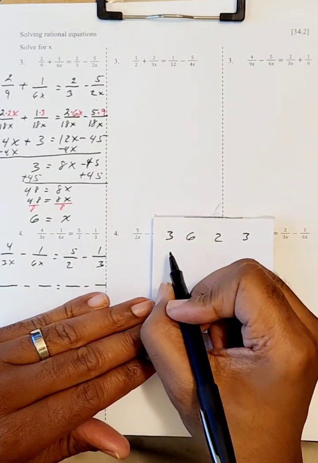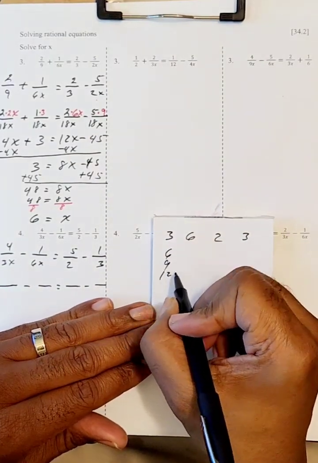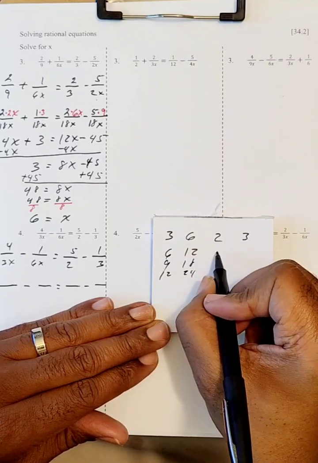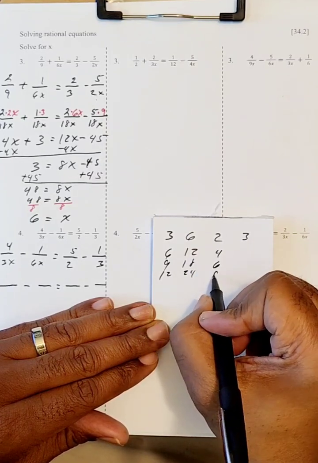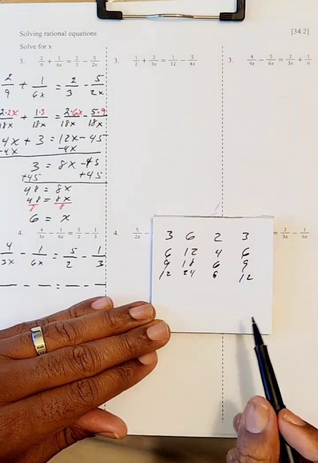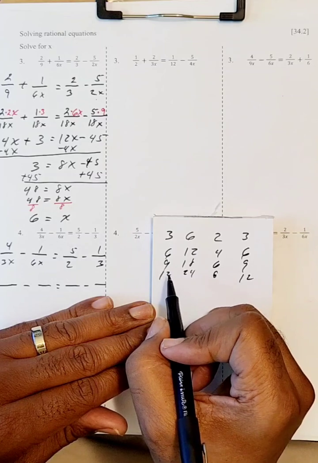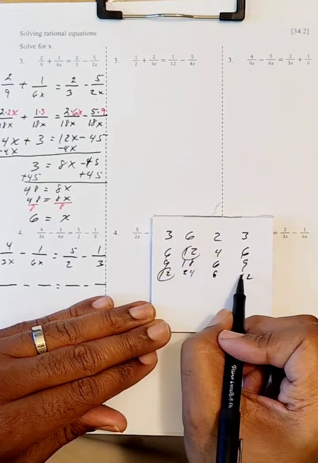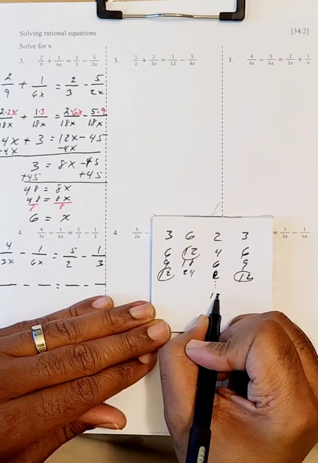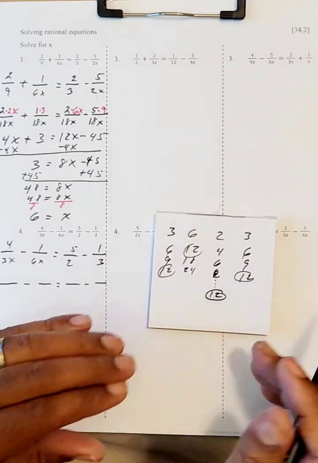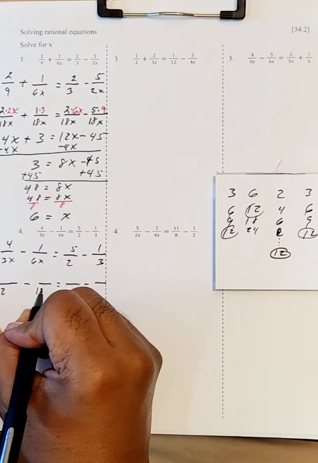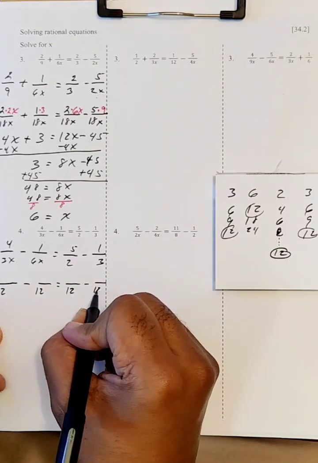So what's going to be common? So 3, 6, 9, 12, 6, 12, 18, 24, 2, 4, 6, 8, and 3, 6, 9, 12. Well, I'm already seeing a pattern. I'm already seeing a 12 develop here, here, and here. So I'm going to take this one right here down to a 12 as well. So we have 12s everywhere. So new denominators all have 12.